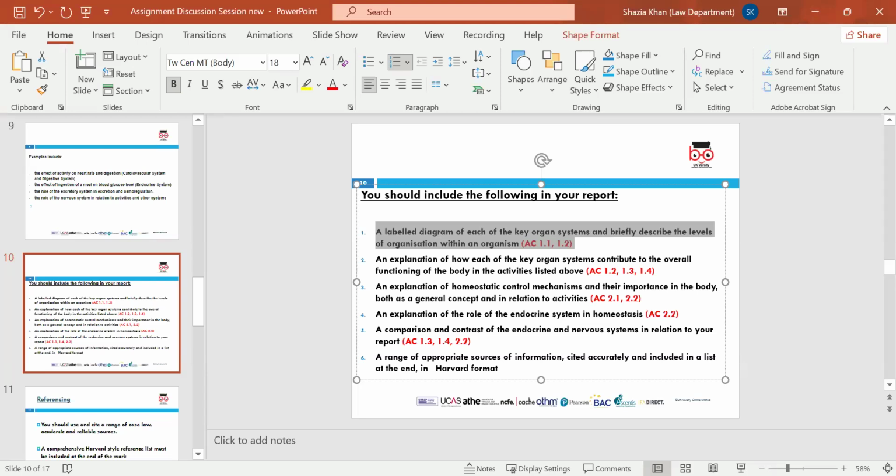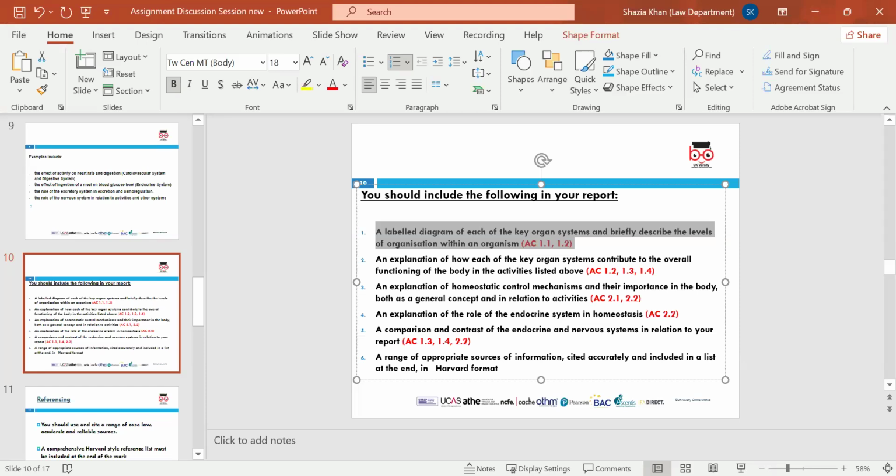Okay, so that is number 1. So you need to put that as a heading, Faustina, and you need to write the answer in there. So you need to do diagrams, and also you need to describe the levels of organization within an organism. Do you understand? Okay.